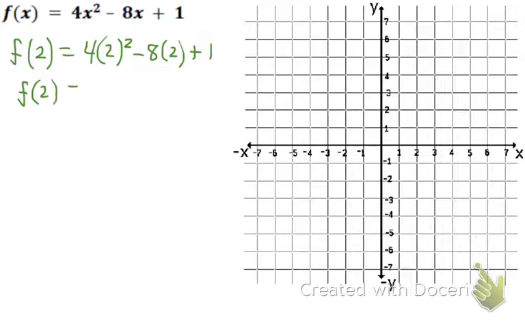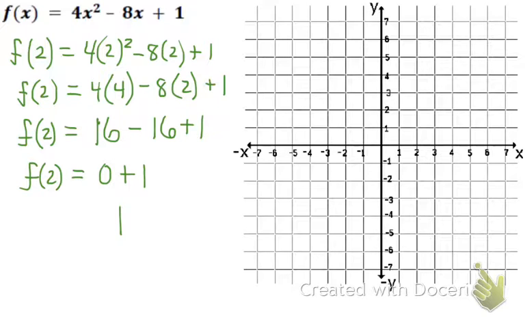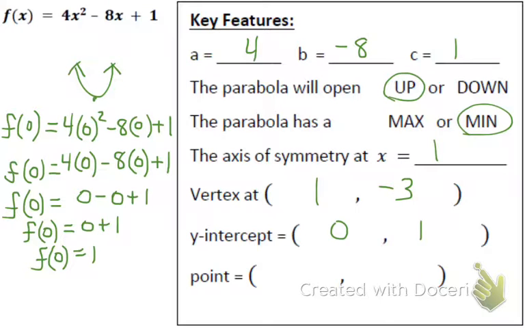Everywhere there's an x, put 2. 2 squared is 4. We've got some multiplication we can do. 4 times 4 is 16. Negative 8 times 2 is negative 16. 16 minus 16 is 0. 0 plus 1 is 1. So that additional point is (2, 1).